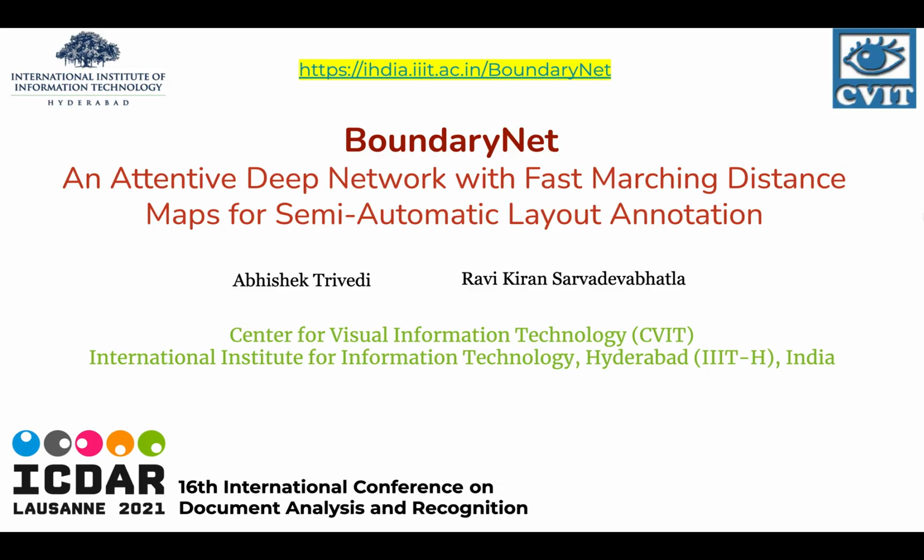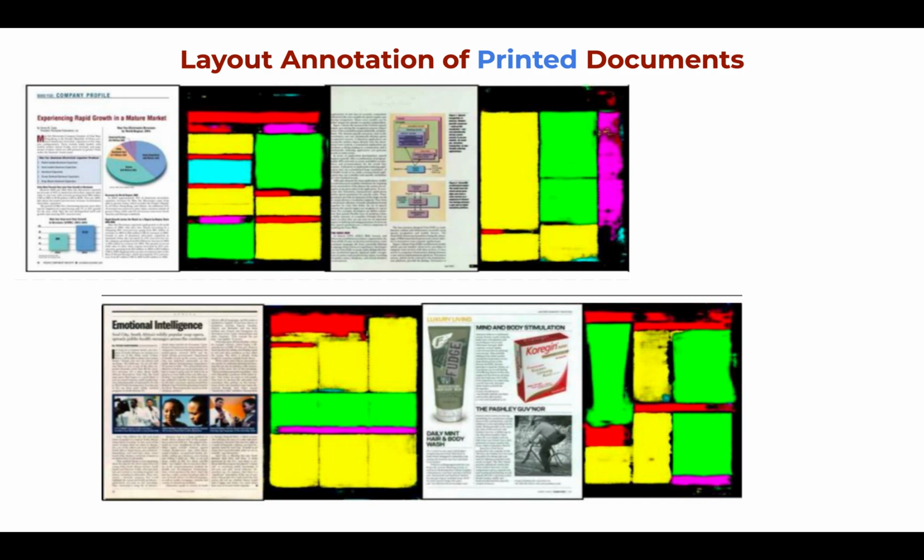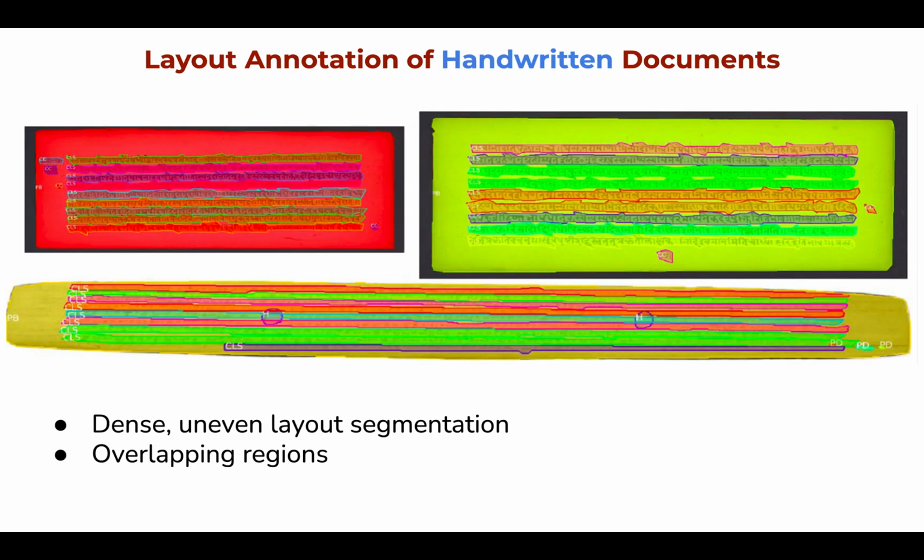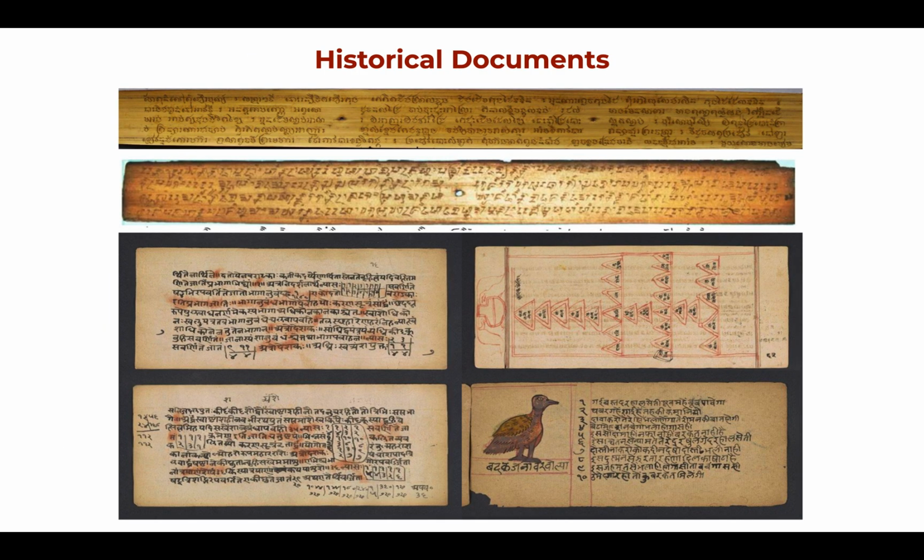We present BoundaryNet, a semi-automatic layout segmentation approach. Machine printing imparts structure to modern-era paper documents. Handwritten documents have dense and comparatively more complex layout segmentation. In this work, we focus on classical handwritten historical documents.